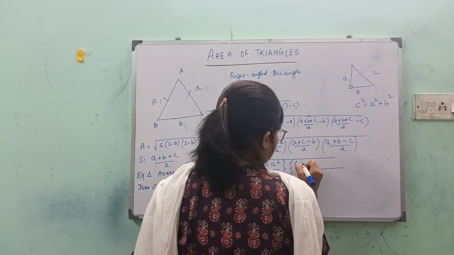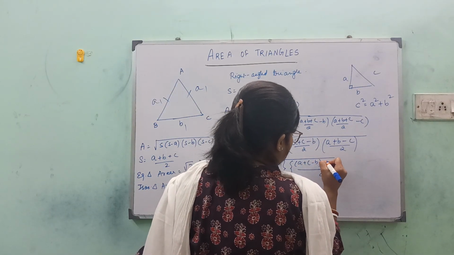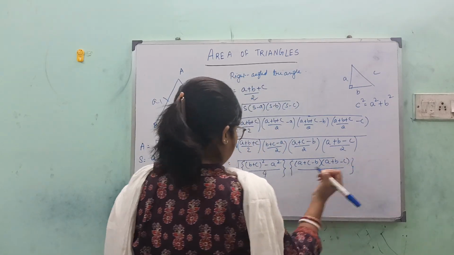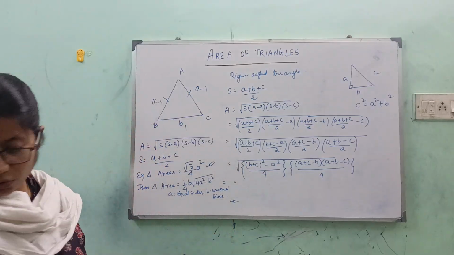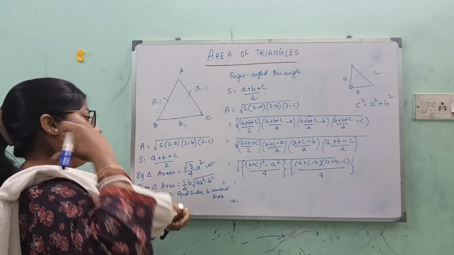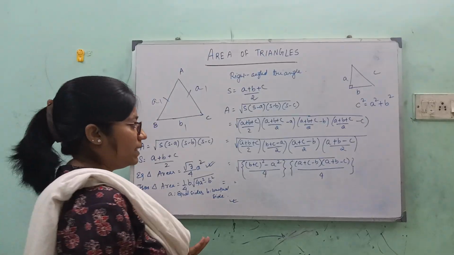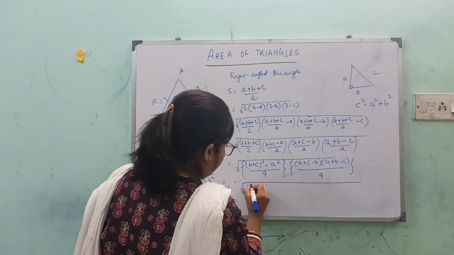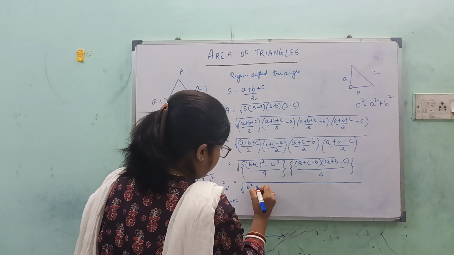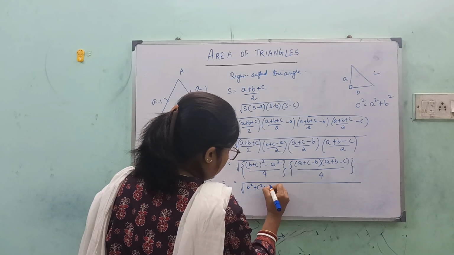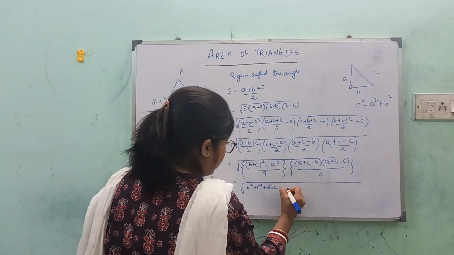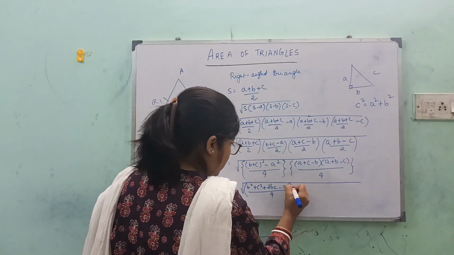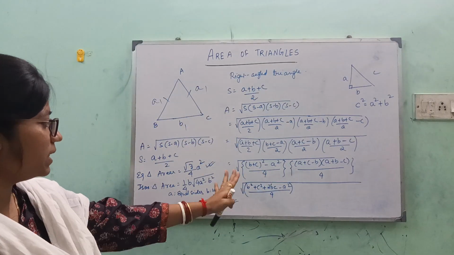Now multiply A plus C minus B with A plus B minus C. We have to multiply this. Please have patience when you are doing this, and most importantly be very careful with the plus and the minus signs. So this becomes B square plus C square plus 2BC minus A square by 4. So this we are simplifying, opening the brackets and keeping it like this.